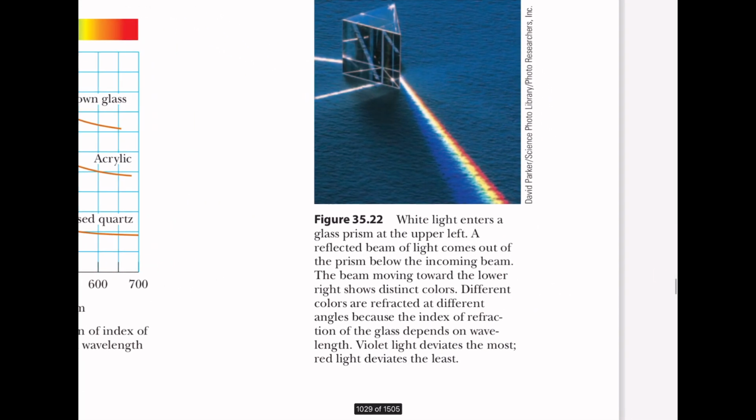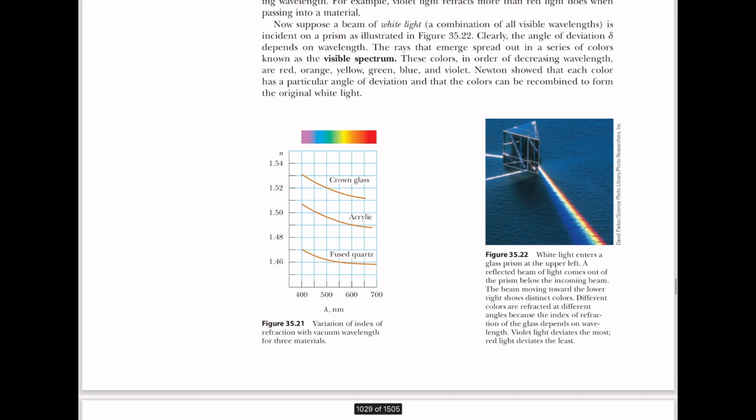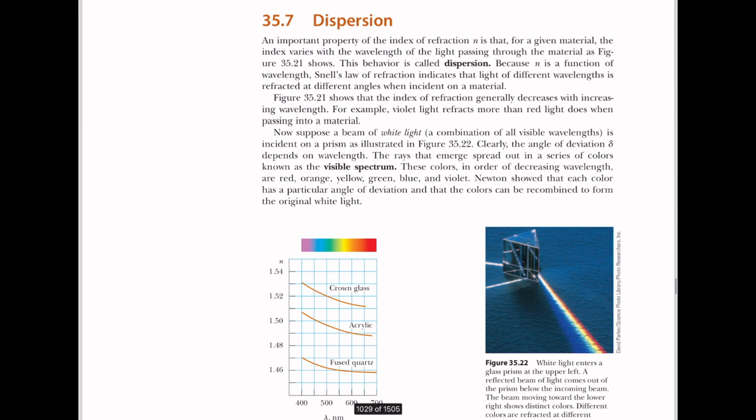Let's actually just read this very quickly. Figure 35.22. White light enters a glass prism at the upper left. A reflected beam of light comes out of the prism below the incoming beam. The beam moving toward the lower right shows distinct colors. Different colors are refracted at different angles because the index of refraction of the glass depends on wavelength. Violet light deviates the most, red light deviates the least. Okay, the first couple sentences in that kind of confused me, but it pretty much summarized this whole dispersion main section.